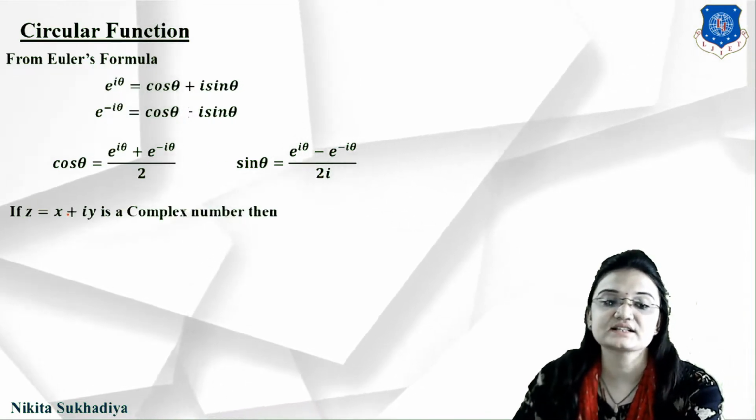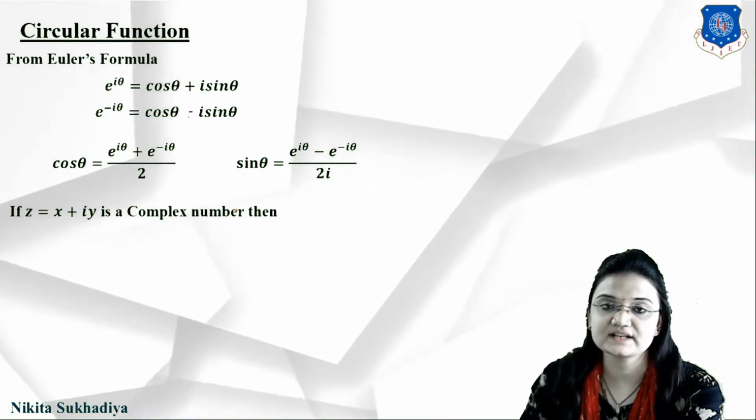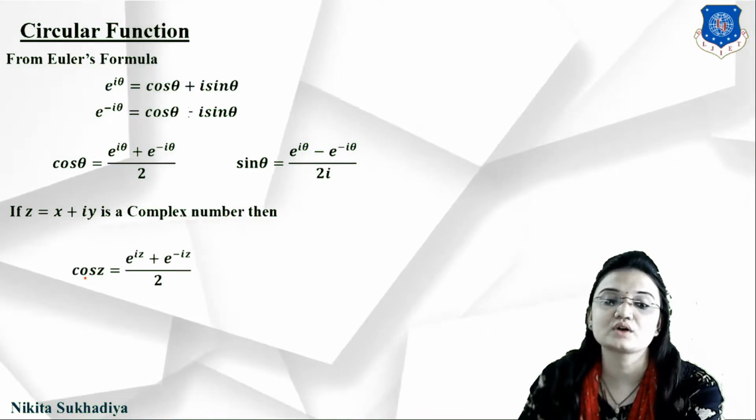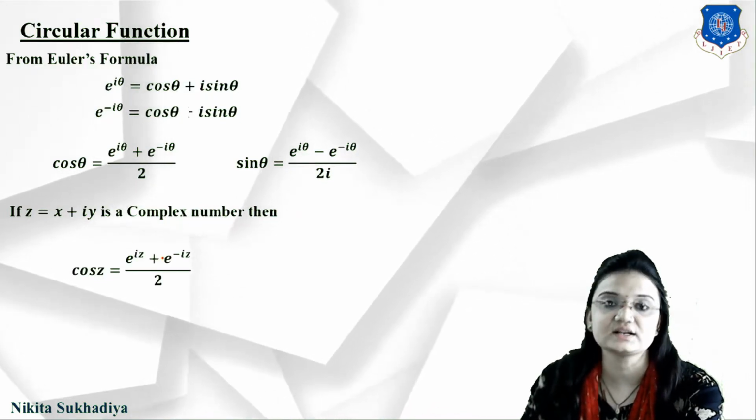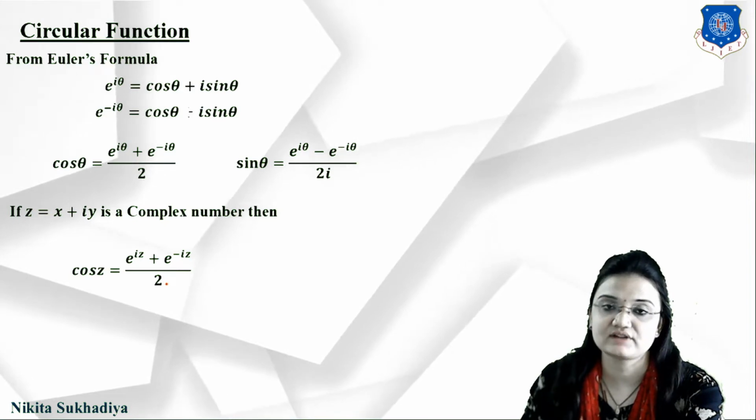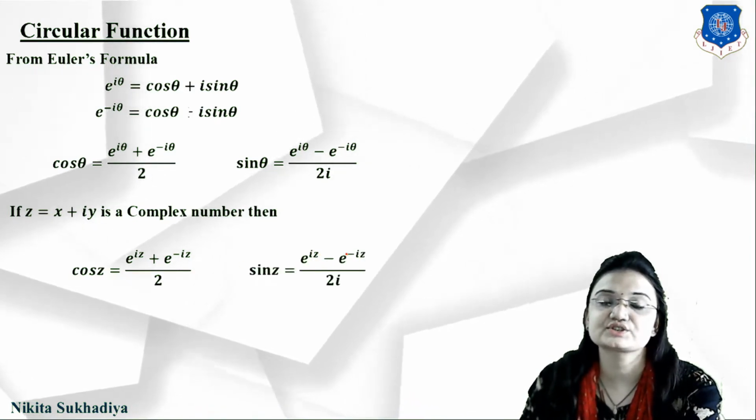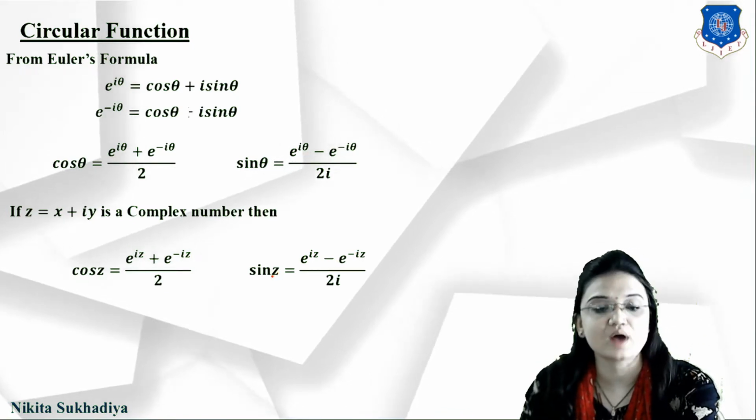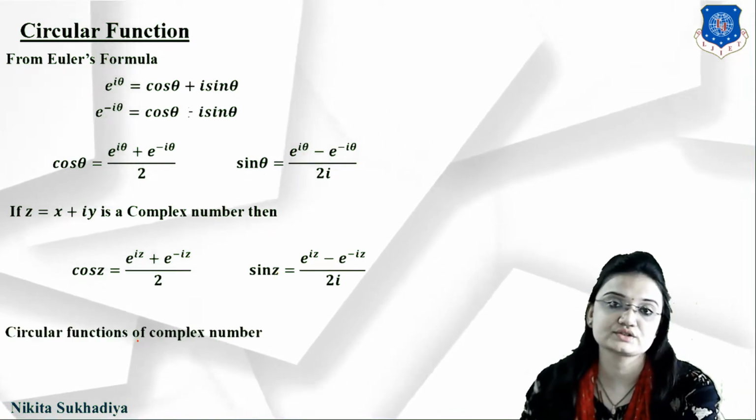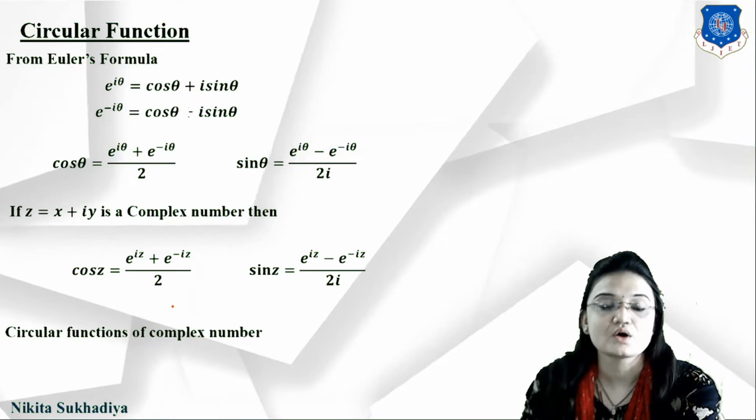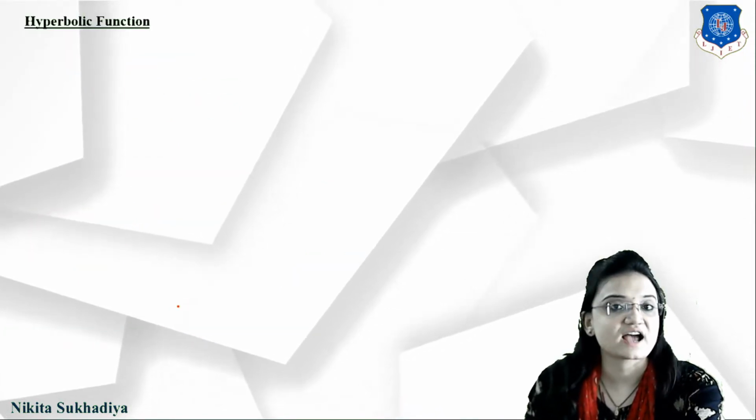Okay, so if z is equal to x plus iy is a complex number, then we can say that cos z is equal to e raised to iz plus e raised to minus iz, divided by 2, and sin z is equal to e raised to iz minus e raised to minus iz, divided by 2i. So these are called circular functions for a complex number. Okay, now next is what is a hyperbolic function.